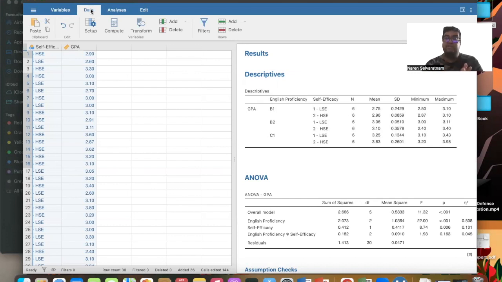So I hope I was able to give you some understanding about how to do a two-way ANOVA, how to enter the data, how to analyze it. So you can use this understanding to do your coursework and maybe do your other research projects and all of that.